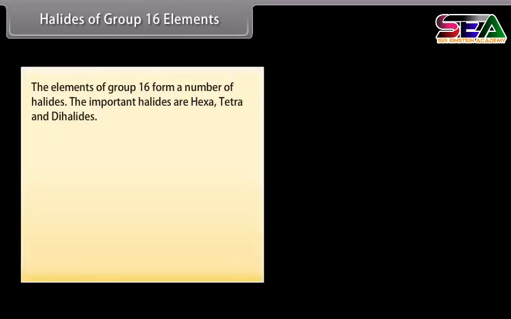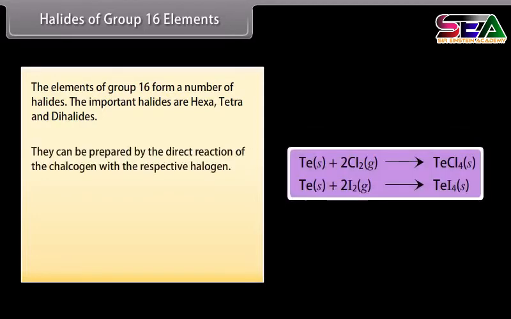Halides of group 16 elements. The elements of group 16 form a number of halides. The important halides are hexa, tetra and dihalides. They can be prepared by the direct reaction of the chalcogen with the respective halogen.